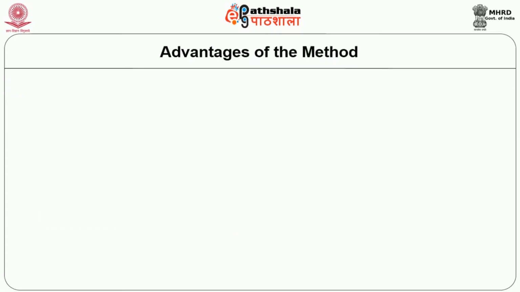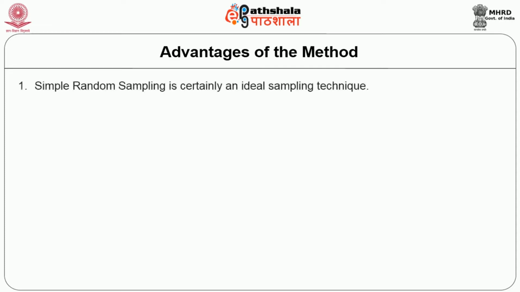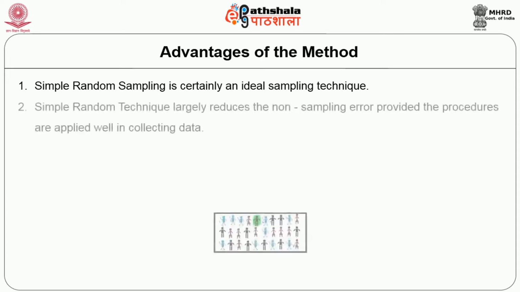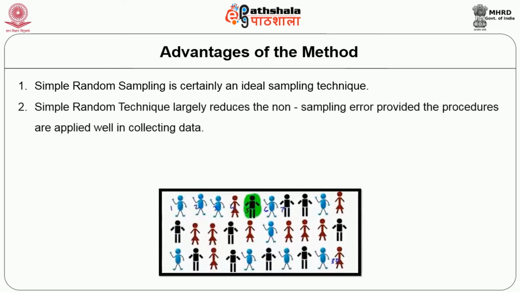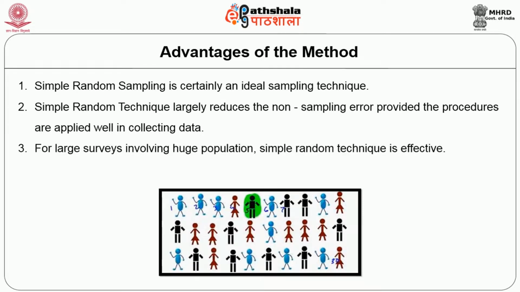To answer the question, how does this method of sampling benefit the researchers? We have to discuss the advantages of the method. Simple random sampling is certainly an ideal sampling technique. Simple random technique largely reduces the non-sampling errors provided the procedures are applied well in collecting data. For large surveys involving huge population, simple random technique is effective. This method is used extensively in researches.